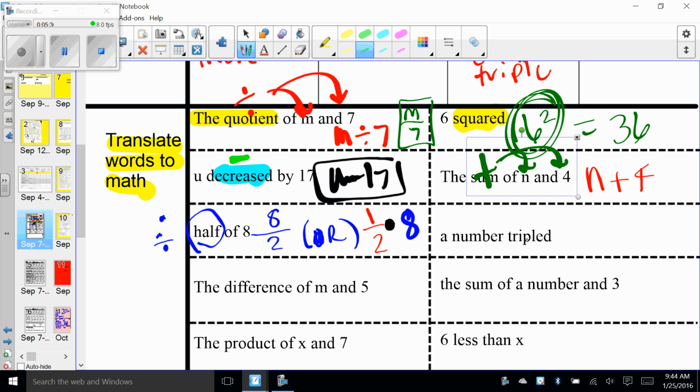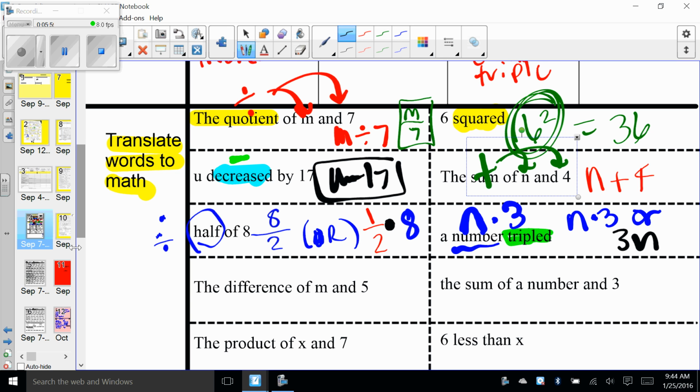All right, next word. A number tripled. That means we're taking 3 of some number. The tricky part in this problem is we don't know what the number is, so we have the variable n. We're going to triple it, so it means we're going to multiply it by 3, which becomes n times 3. Or in proper order, we want to put that coefficient in front, which becomes 3 times n.